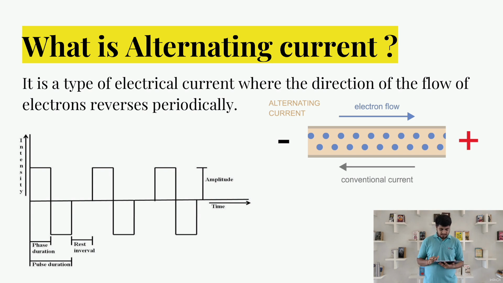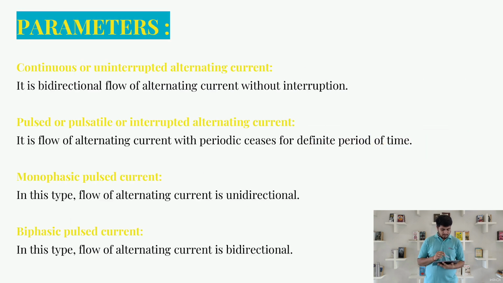There are certain things in the given graph, as you can see: intensity, phase duration, pulse duration, rest interval, amplitude and time. So what are the electrical current parameters or the alternating current parameters? Continuous or uninterrupted alternating current is bidirectional flow of alternating current without interruption. Pulsed or interrupted alternating current is flow of alternating current with periodic cease for a definite period of time.